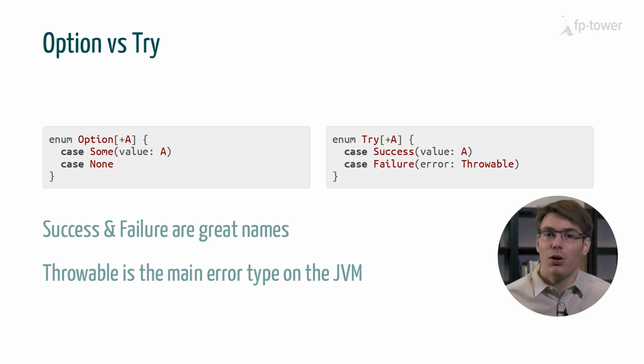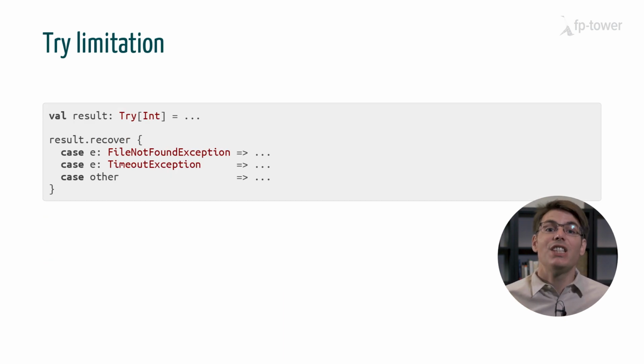First, the names of the constructors are much clearer. Success and failure perfectly describe what they represent. Second, throwable is a good choice to encode errors because it is a standard error type on the JVM. However, throwable is an open trait, so we can't do an exhaustive pattern match. This means that try is great when we want a program to report the error, but it's not that convenient if we want to recover gracefully. This is because we don't know at compile time which specific errors are possible, which leads to bugs and inconsistencies.